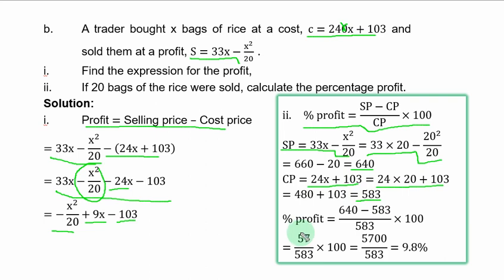Percentage profit is equal to 640 minus 583 over 583 times 100. That simplifies to this and this, and when you divide, you have 9.8% as the percentage profit.